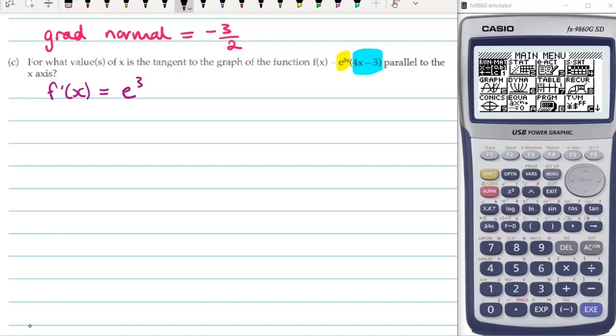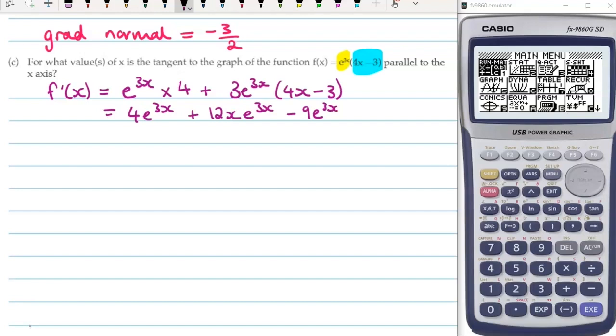So we're going to do e to the 3x times by the derivative of what's in that blue part there, so that's a 4, plus 3e to the 3x, so we've differentiated the yellow one, and times by the original blue one. So if we tidy that up, we get 4e to the 3x plus 12x e to the 3x minus 9e to the 3x. Now the 4 minus the 9 we can write as being a negative 5, because they're the same term.